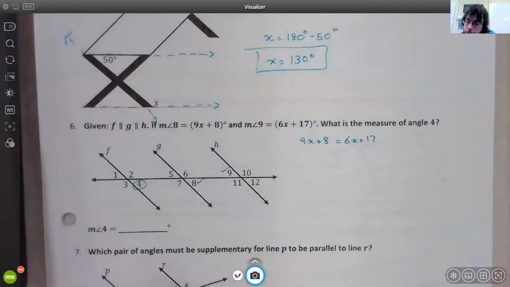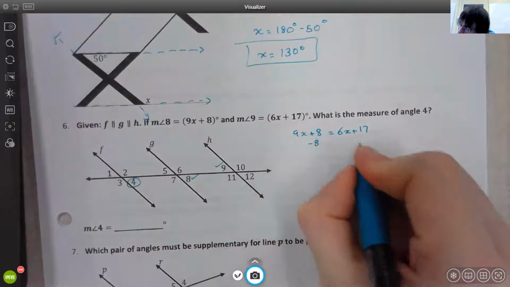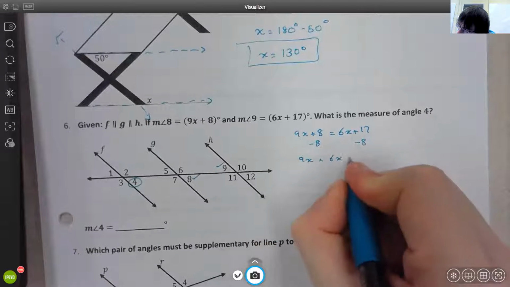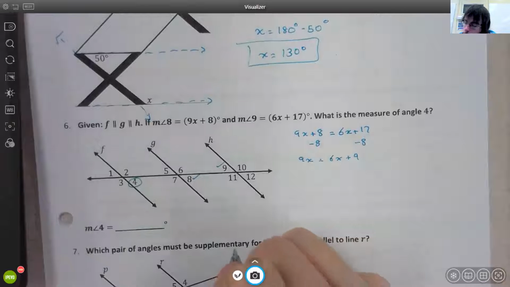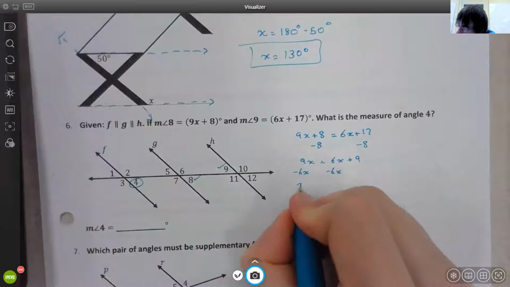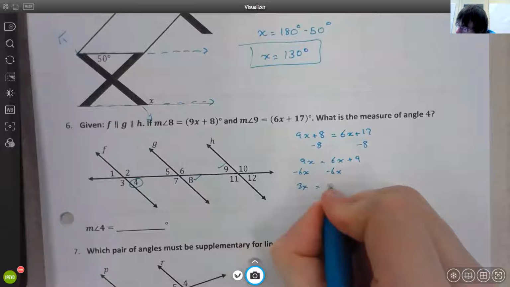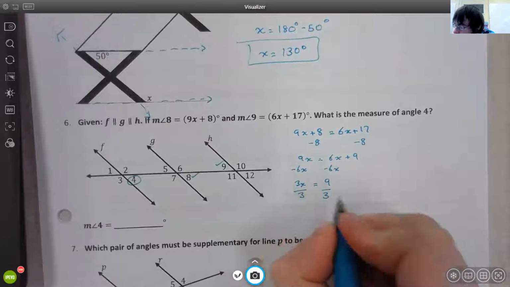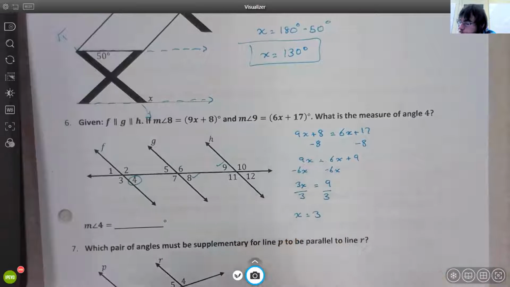Then we're going to solve for x. So I'm going to subtract my 8 over, and I get 9x equals 6x plus 9. Subtract 6x from both sides, and you get 3x is equal to 9. Then you divide both sides by 3, and you get x is equal to 3. Notice that we are not done yet.